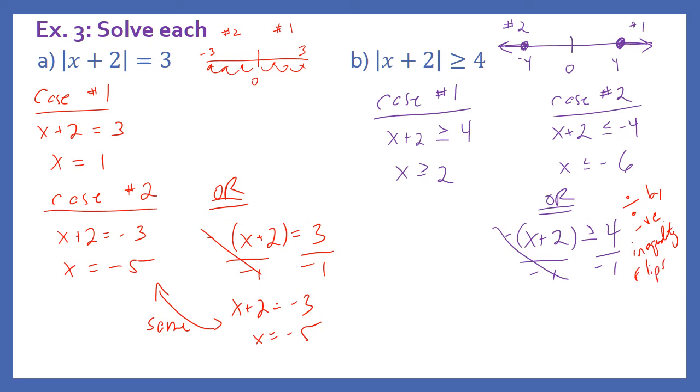So it's going to become x plus 2, and this is going to flip to that. And we're at the exact same thing. Bring the 2 over, becomes negative 6, and the exact same solution. So really up to you.